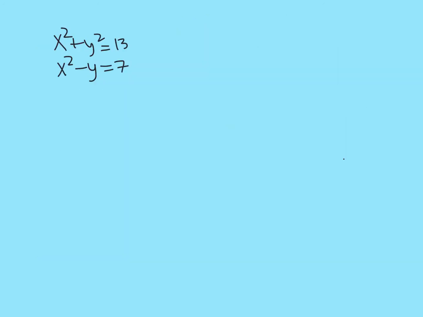I would like to talk about how to solve this problem by graphing. I think that's a really important skill to have, being able to set it up so that you can graph it on your calculator. So the bottom equation I am going to solve by just solving for y. I'm going to graph by solving for y. I get y equals x squared minus 7. The top equation is a little bit more challenging.